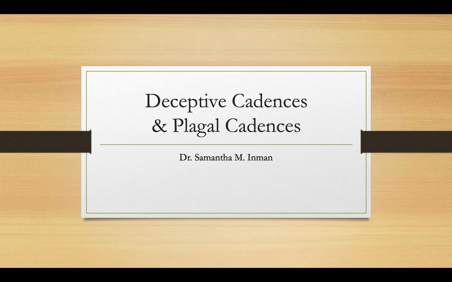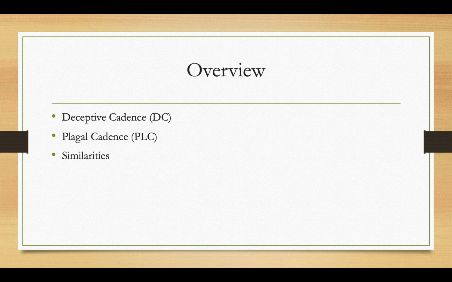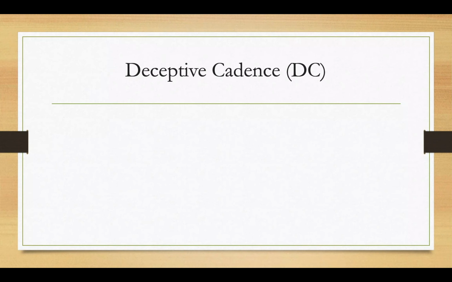This video covers deceptive cadences and plagal cadences. We'll first look at the two types individually before concluding with a few similarities between the two categories. First up is the deceptive cadence.